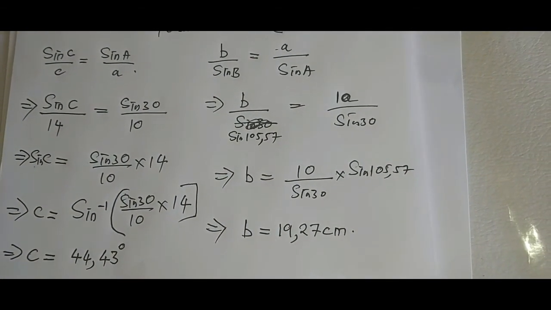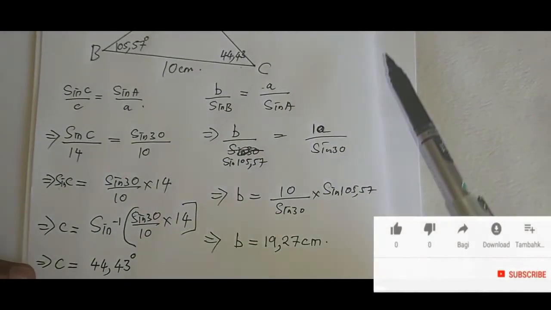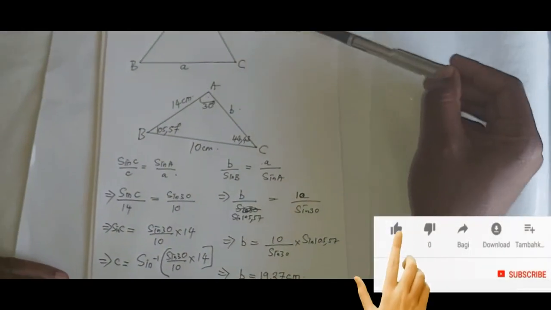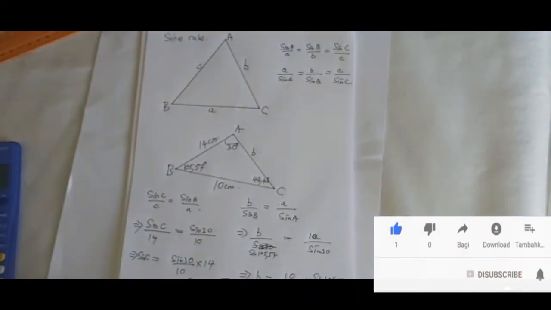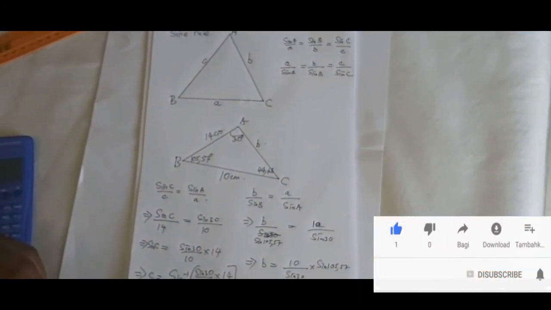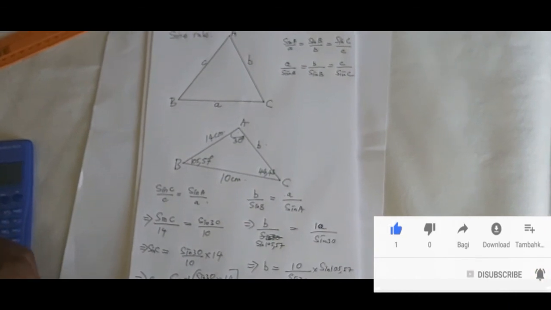If I can revise again, you must be able to know the sine rule. Then from the sine rule, you must do your substitution well, and again, you must avoid unnecessary rounding off.